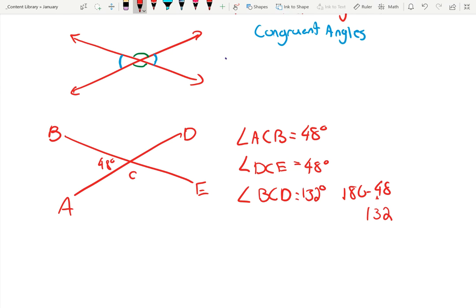So I can do the math, supplementary angles, and understand that this angle up here is 132 degrees, which of course means this angle opposite of it would also be 132 degrees. So angle ACE would also be 132 degrees. So vertical angles are helpful because they kind of tie in with supplementary angles as well, and they give us a lot of information about the lines that we see. So keep them in mind because we're going to see them a lot moving forward.